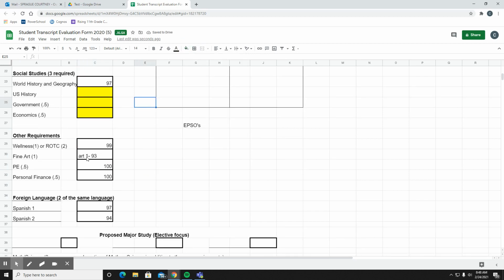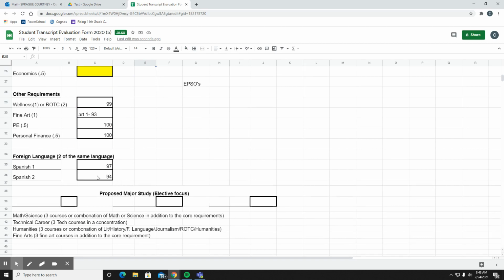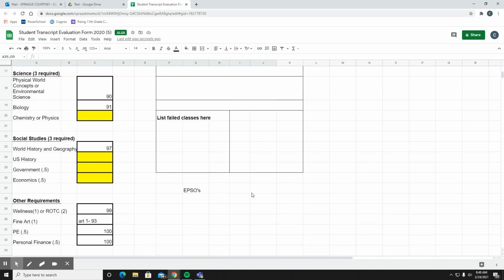We've taken wellness, the fine art, PE, personal finance, all those boxes are full. Spanish 1, Spanish 2, those boxes are full. And so then the only thing we have left is the elective focus.